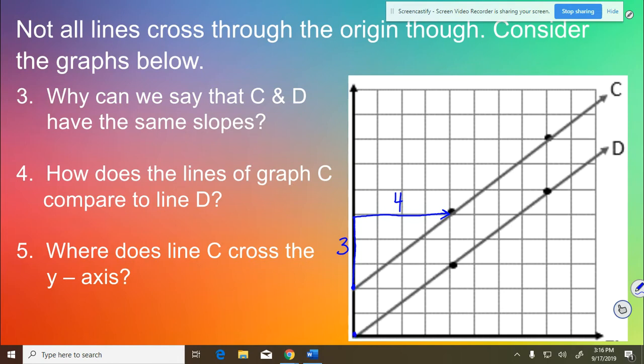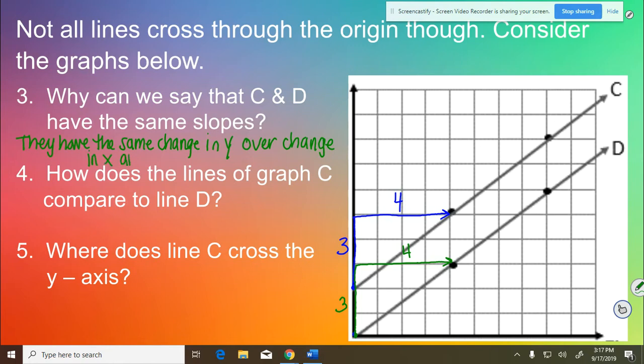And if I go to this bottom line, I want to use a different color here. I go from the bottom line up and over. Again, I see 3/4. So there, I've proven that they have the same slope. They have the same slope because they have the same rise over run, or change in y over change in x. I'm going to add that they're parallel.